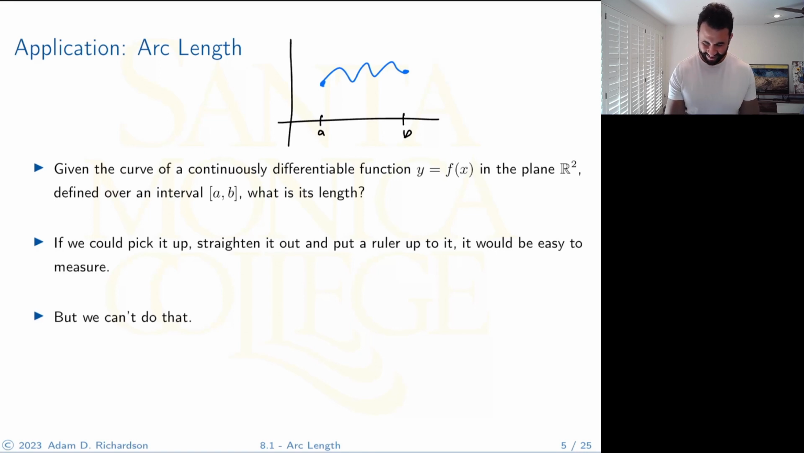Like I say here in the next bullet point, if we could just pick this thing up off the screen and straighten it out and then hold it up against a ruler, then we could measure how long it is, right? It would be easy to measure, and go, oh, okay, it's that many centimeters. But we can't do that. This is a curve that's just been sketched on the plane or on a piece of paper. We can't pick it up. But we would really like to be able to measure how long it is, right? How do we do that?